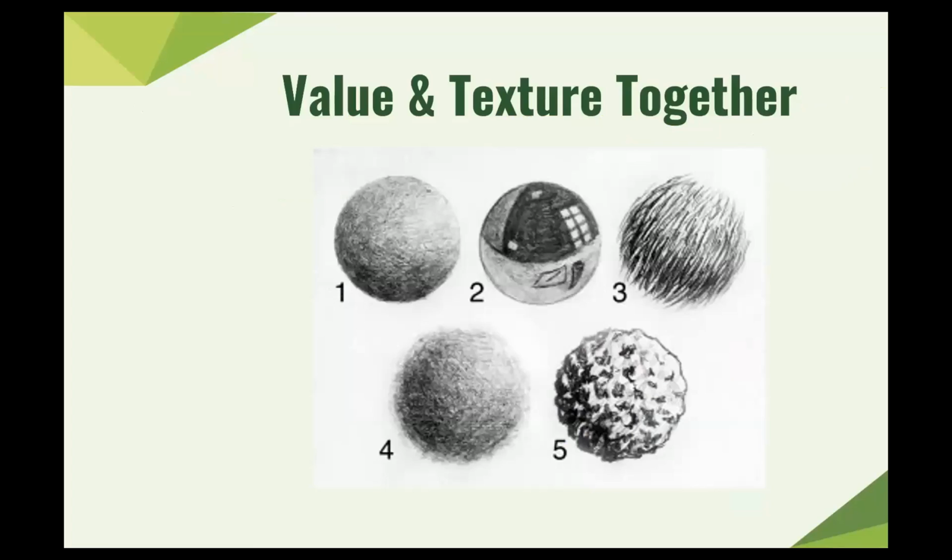So when you use texture and value together, you can create some very realistic looking drawings. These are just 5 textures to show you this. Each one of them, you can tell where the top of the sphere is and the bottom. The top is where it's the lightest, because that's where the light is shining down on it. And then underneath it, where it's darker, that's where the shadow is.